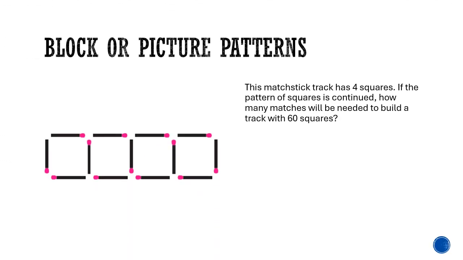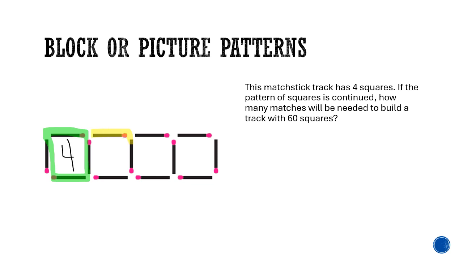Many times we have a visual pattern to analyze. Here we want to know the number of matches in 60 squares. So you might think 4 times 60 is 240. However, some of the squares share a side. So I'm going to break it down farther. The first square has 4 matches.